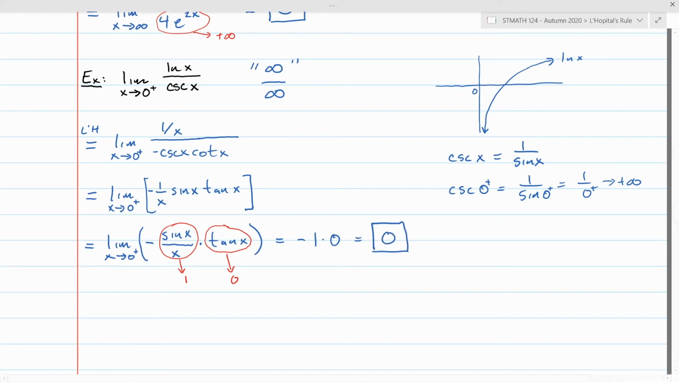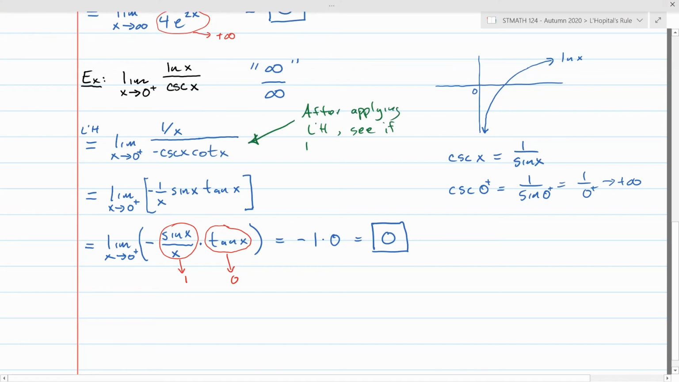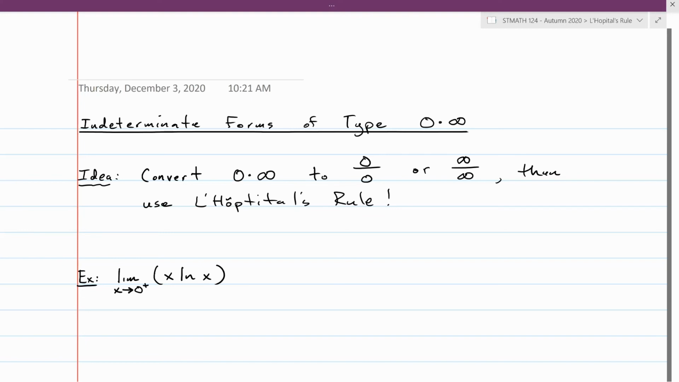So there's an important lesson to learn here. After applying L'Hopital's rule, see if the expression can be simplified, because oftentimes, if you start trying to do multiple applications of L'Hopital's rule, it just gets worse and worse. So maybe you can simplify it and you won't need to use L'Hopital's rule additional times. There are some other indeterminate forms that we can apply L'Hopital's rule to, but only after doing some algebraic manipulations first. The first of these types is the 0 times infinity type.